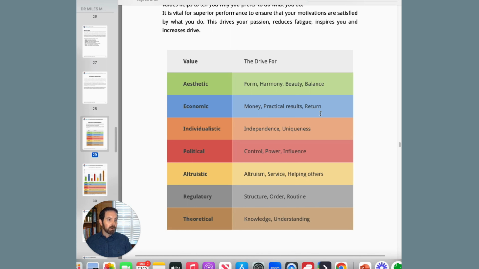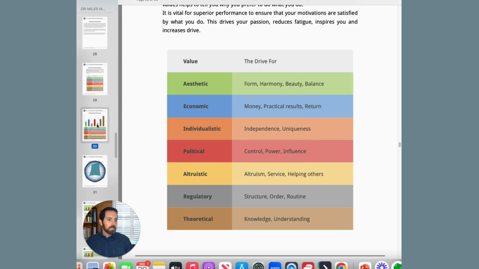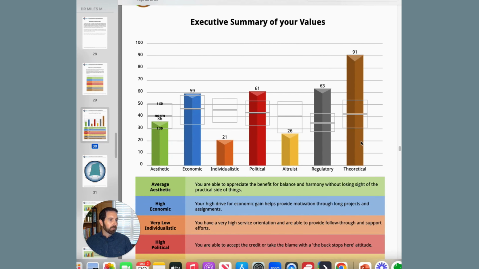And then finally, the theoretical, this is learning. This is knowledge. This is understanding. So somebody that's a high theoretical tends to value finding out information. If you've got a heavy research job, it's very important that people can do that. So for this particular person, they were very high theoretical.